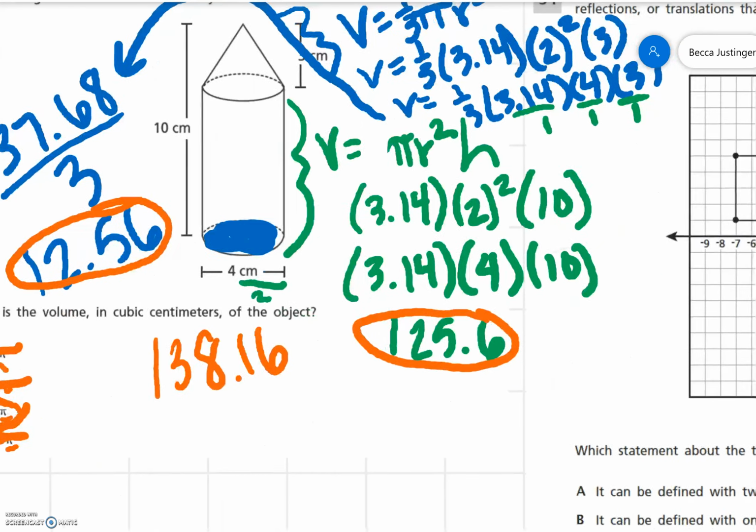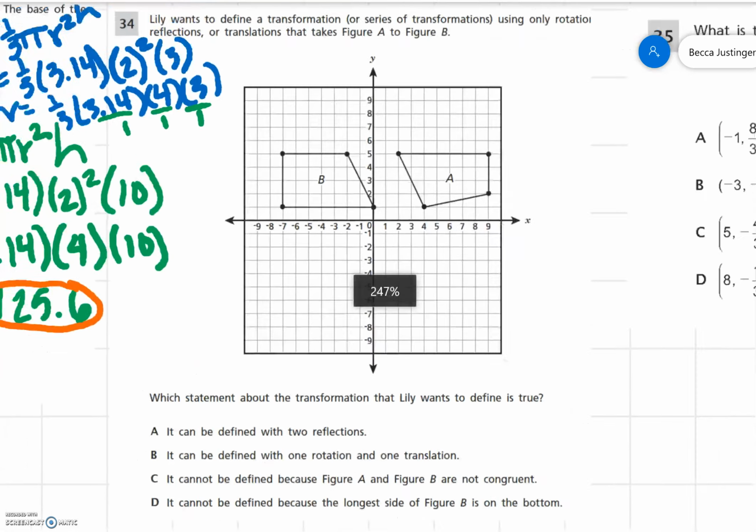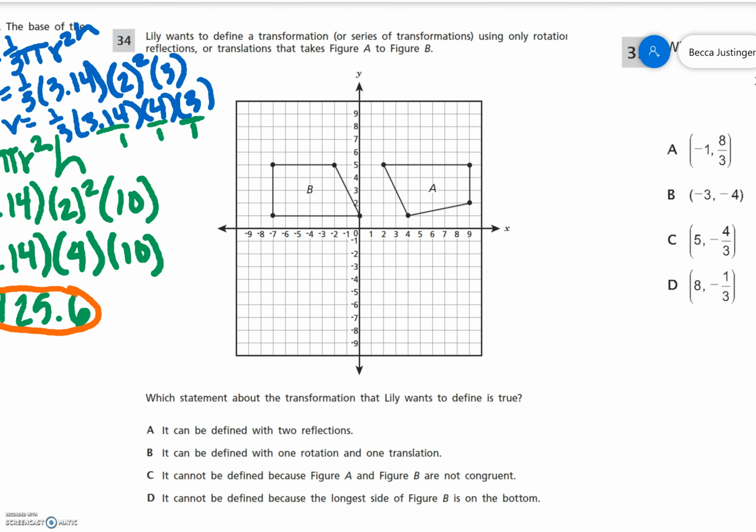Okay. Number 34. Lily wants to define a transformation or series of transformations using only rotation, reflections, or translations that takes figure A to figure B. Which statement about the transformation that Lily wants to define is true? It can be defined with two reflections. I'm already looking at these shapes. Are these shapes the same? No, this would need to be this much longer and go straight across for them to be the same. So it cannot be defined. It cannot be defined because figure A and figure B are not congruent.